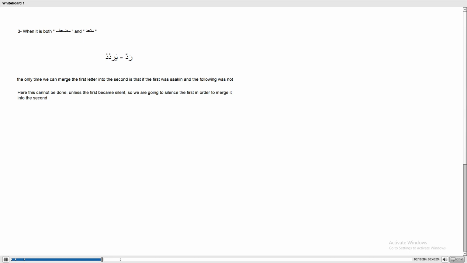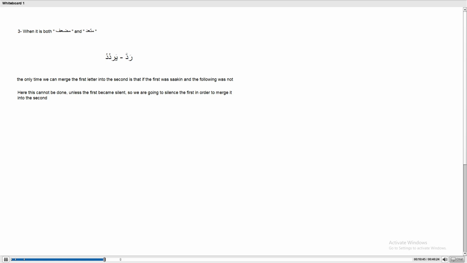What did we do with yaqwulu? We simply moved the dhamma from the waw to the qaf, ending up with yaqulu. Okay? Now here we're going to do the same, and we're going to move the dhamma from the ayn to the fa.